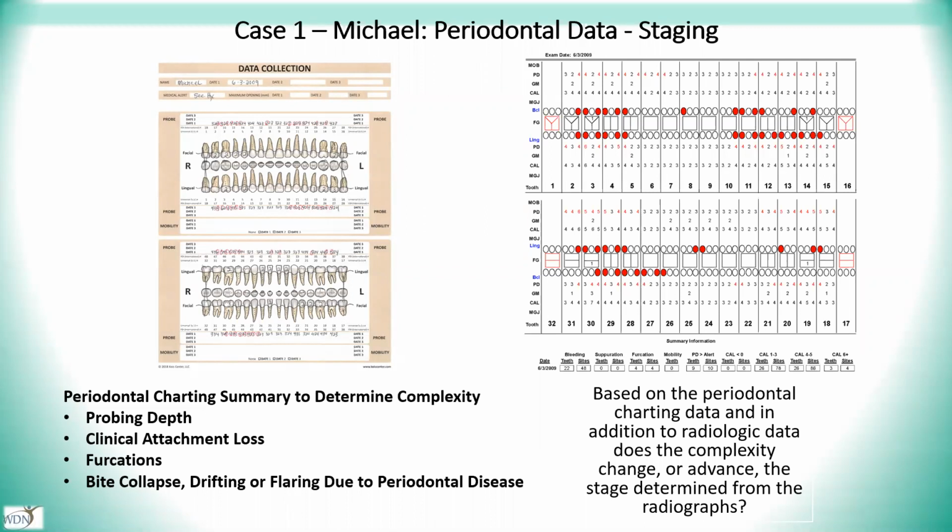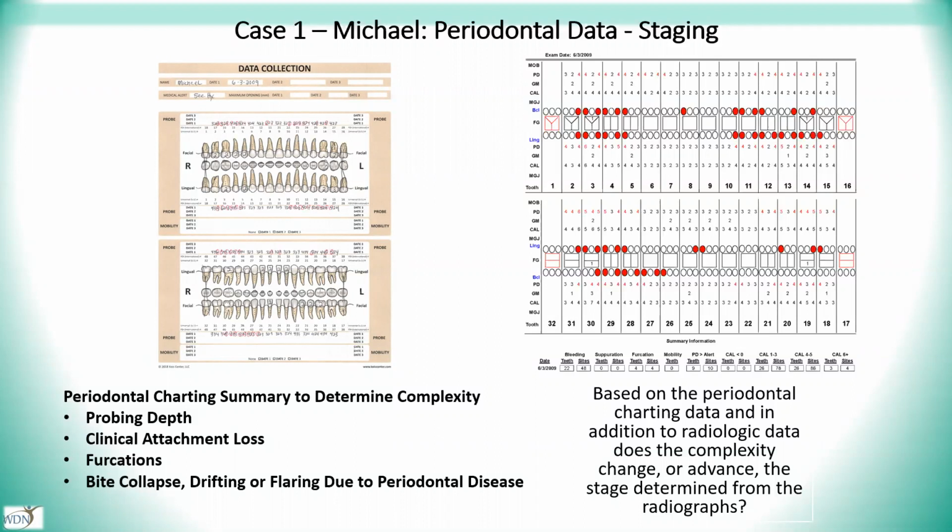So let's look at the complexity by looking more closely at the periodontal chart. And what are we going to use off the periodontal chart? We want to use probing depth, clinical attachment loss, which is going to be the addition of the probing depth and the recession. And then, of course, we're going to look for furcations, and we're going to look for other things due to periodontal disease, which would be, if you have bite collapse, drifting or flaring teeth due to perio, this disease is going to be very complex.